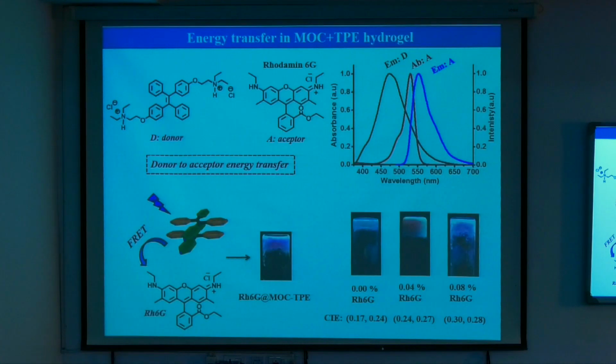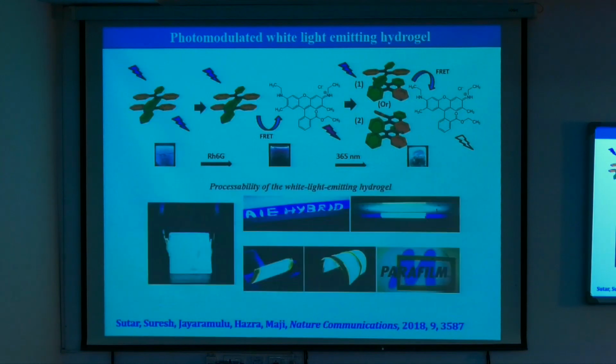Okay, so I'm not going into detail, but you can also put in a tri-component material like this and you can get tunable emission, even including white light from this system. And you can show the high processability of this kind of system.